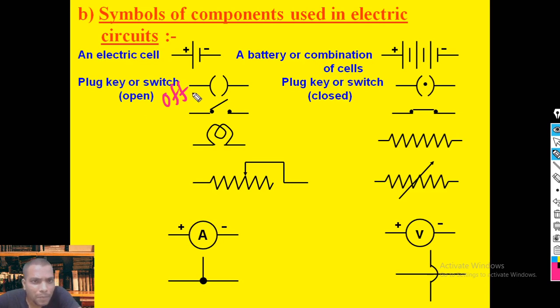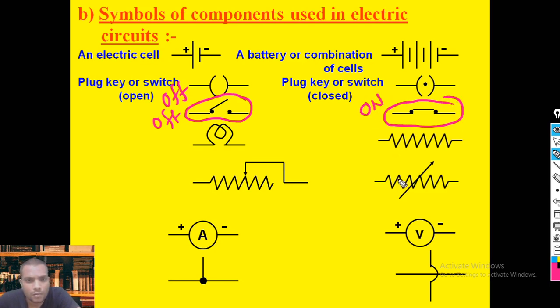Sometimes instead of a plug key we can use a switch directly. This is the switch symbol and this is the plug key symbol; both are used the same way. This represents off, and if you connect the two dots, it is on. Try to notice the difference.